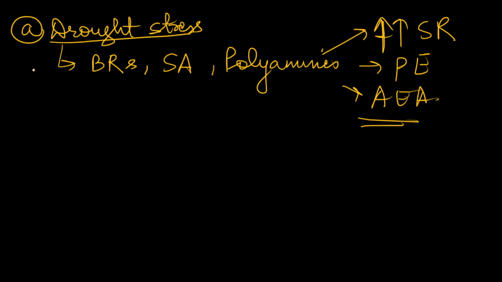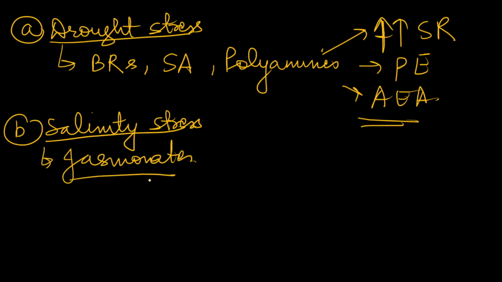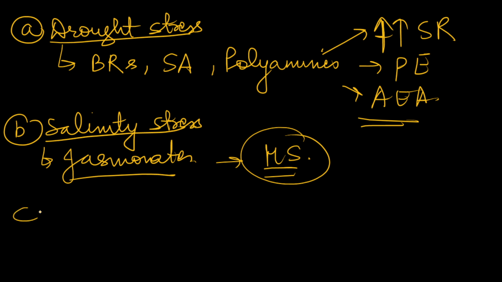Secondly, you can also mention salinity stress. New generation PGRs, such as jasmonates, help plants highly in salinity stress. They maintain membrane stability. They maintain osmotic balance, so that the plant doesn't suffer from salinity stress.